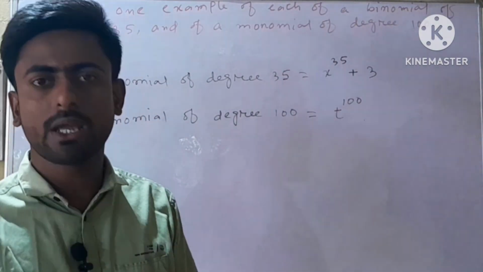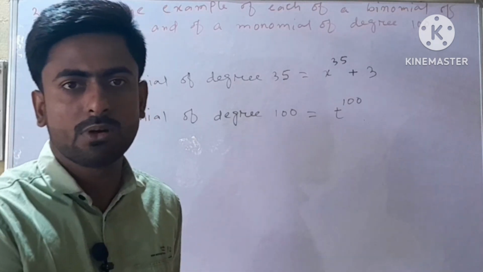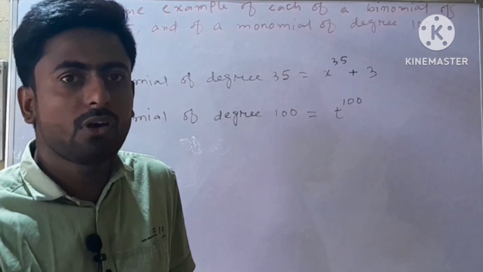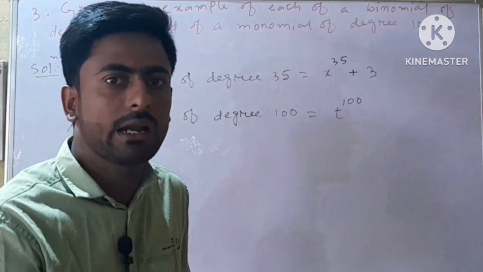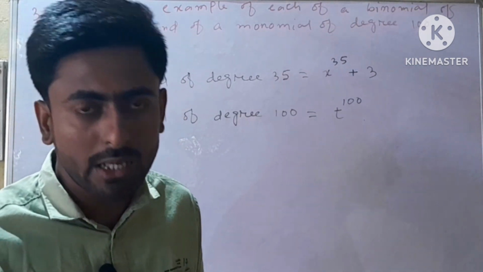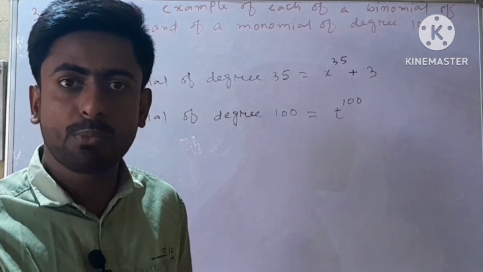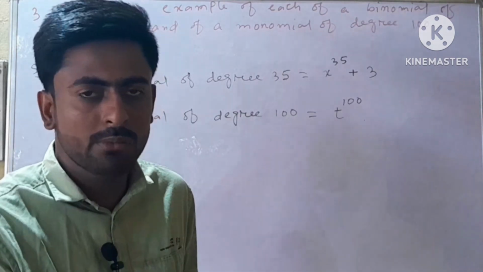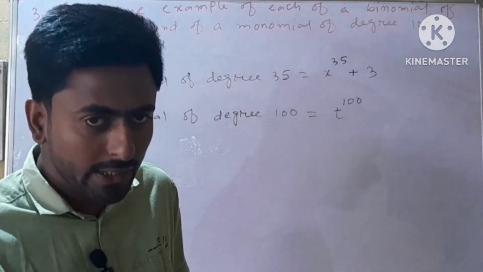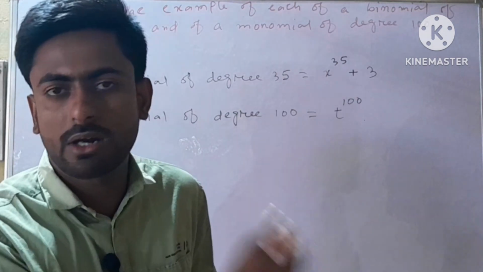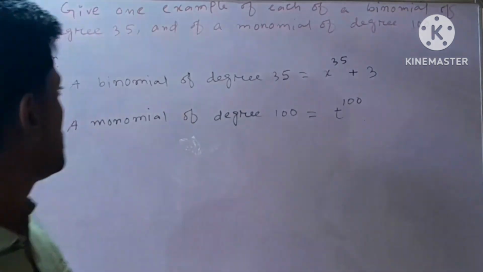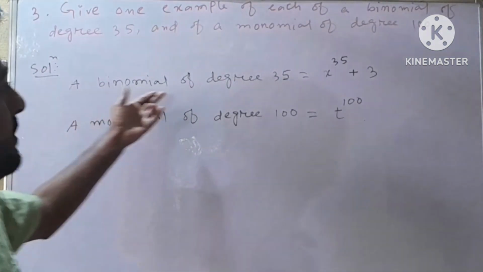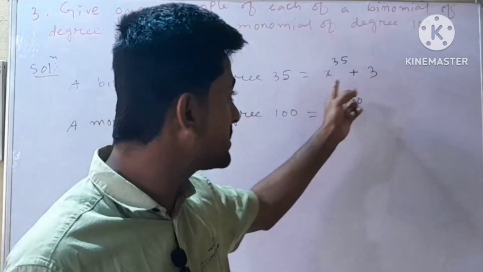That means we have to give one example for a binomial of degree 35 and for a monomial of degree 100. What is a binomial and a monomial? A binomial means a polynomial having two terms, and a monomial means a polynomial having only one term. So here is the solution. A binomial is x to the power 35 plus 3.